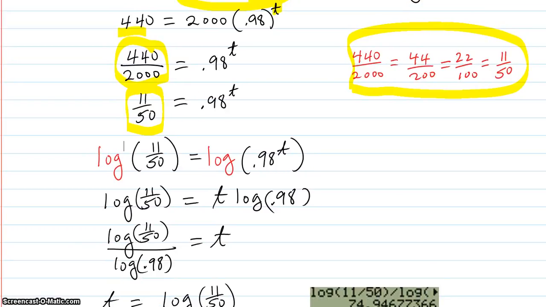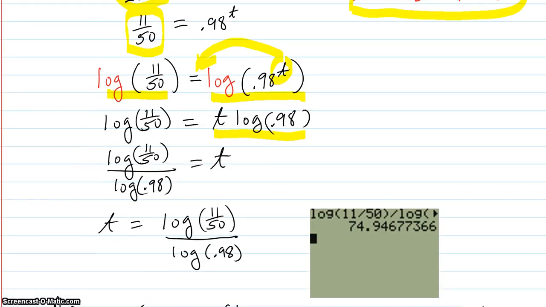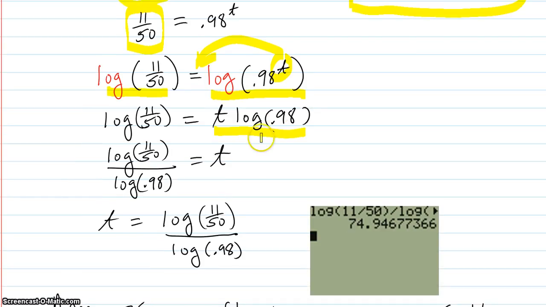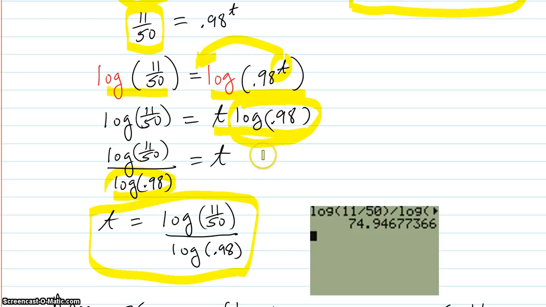Then you take the log base 10 of both sides. The power rule works on this one. The t comes down in the front, so you get this. Then you divide both sides by log of 0.98. That's why it comes downward in the bottom. And t equals this, and then I just turned it around. There's a t. That's the exact value right there.